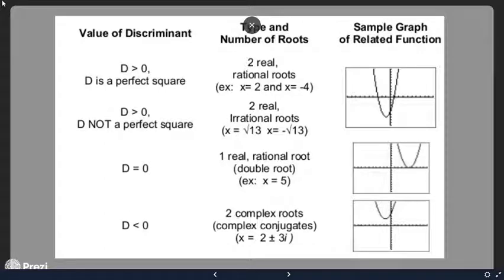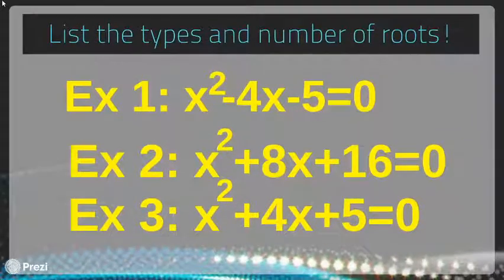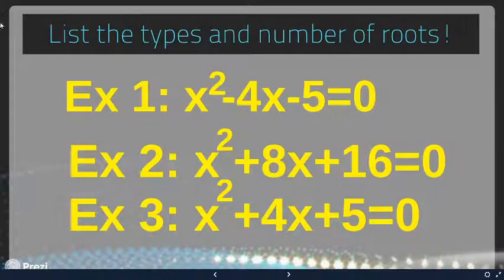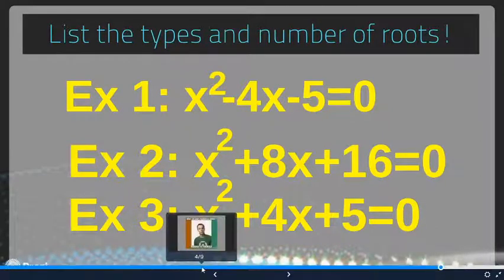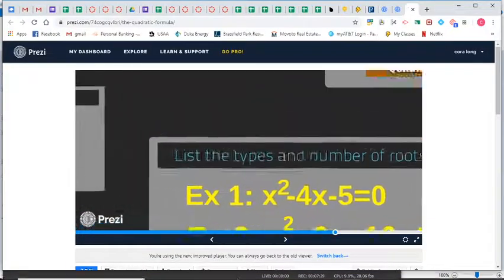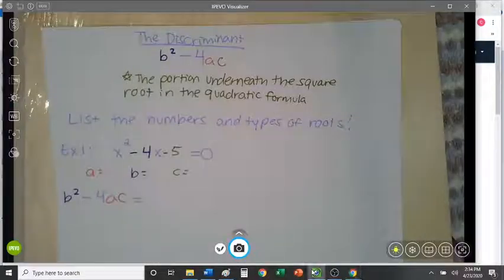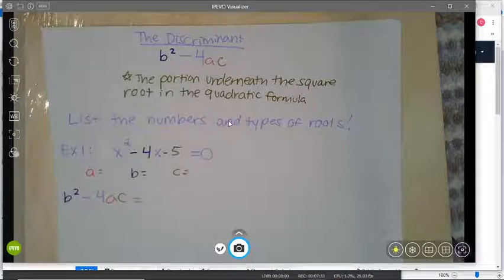Okay, so knowing all that, what we're going to be doing in examples 1, 2, and 3, we're going to find the discriminant, and then based on what the discriminant is, we're going to list the types of roots, so if they're real or complex, and then the number of roots, so if we have one root or two roots, basically. Okay, well, let's get started on example 1. I'm going to go back to here because this will be helpful in a little bit. Okay, so example 1. We have the discriminant, which is b squared minus 4ac.